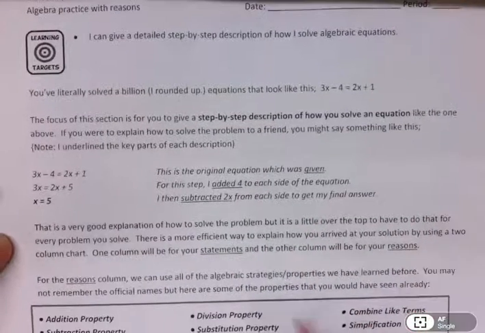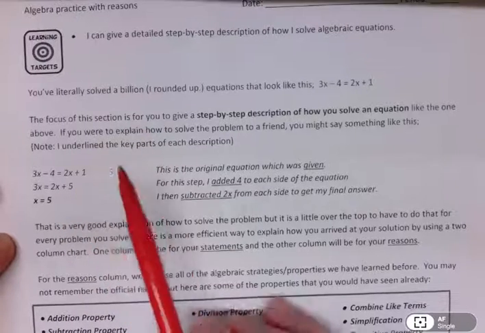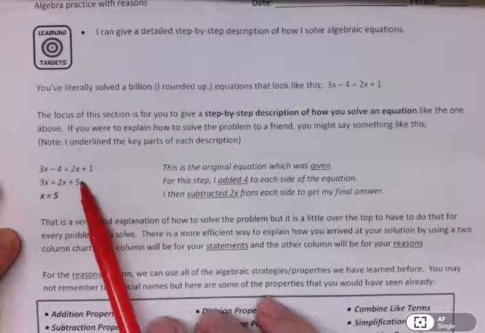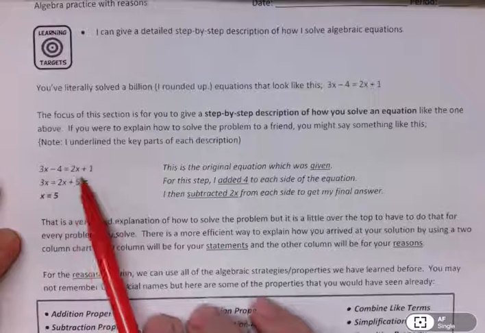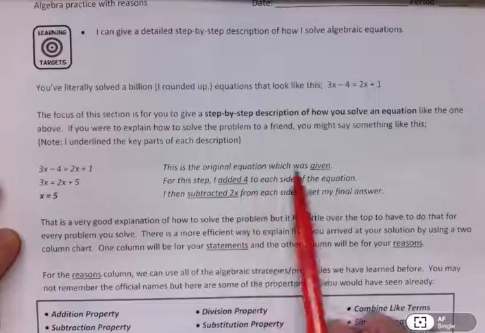But the basic idea is you're going to be solving an algebraic equation like you normally would, but you're going to actually describe what it is you're doing. For example, in this equation here, 3x minus 4 equals 2x plus 1 is what we were given. Okay, so I just wrote it out. This is the original equation which was given.